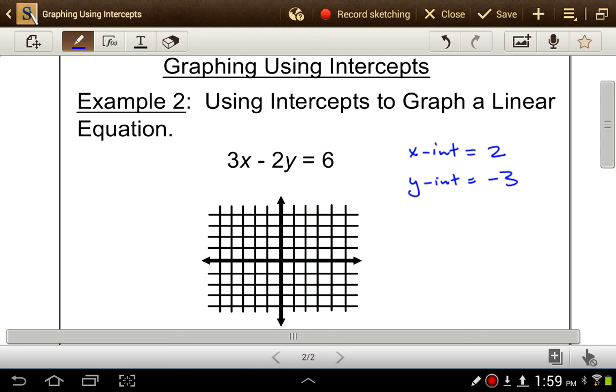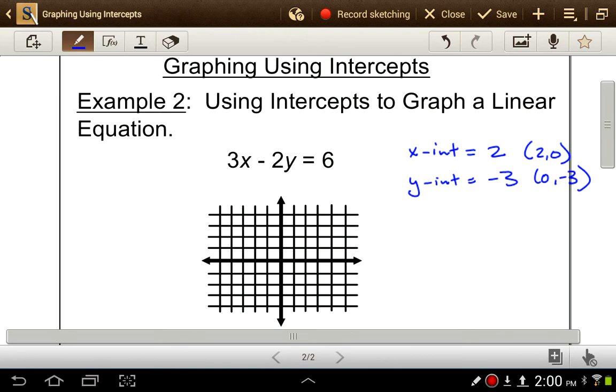Okay, so how do I find my answers knowing the information? Well, if the x-intercept is 2, that's where it crosses the x-axis, so that's going to give the ordered pair of 2, 0. The y-intercept is negative 3, so that's where it's going to cross the y-axis, so that's going to have an ordered pair of 0, negative 3. So I can take those and plug them in. It's pretty simple to plug them in there, okay?